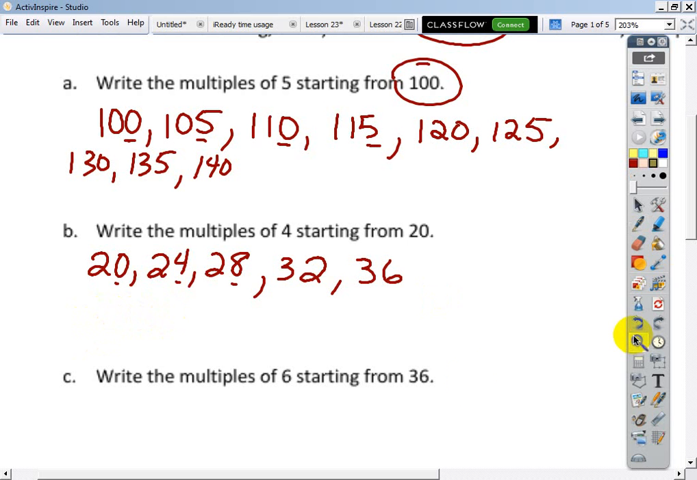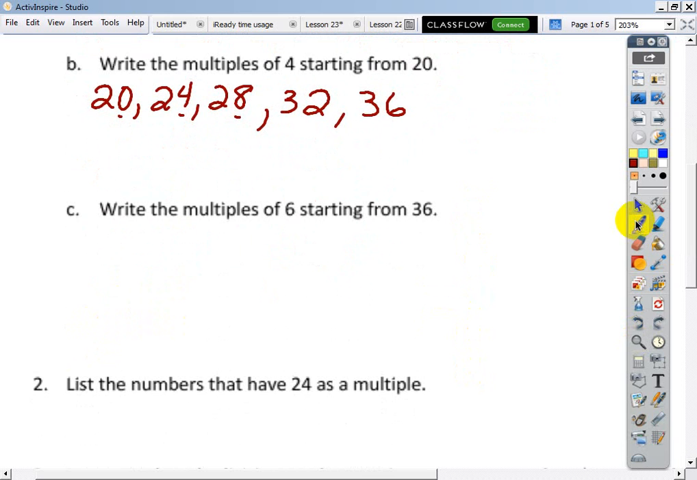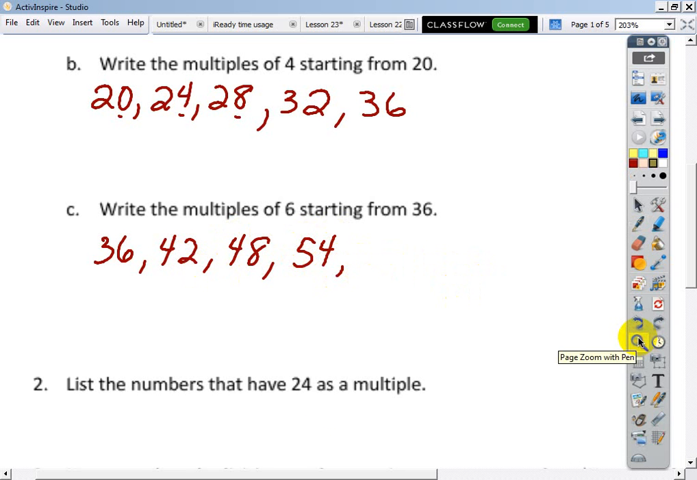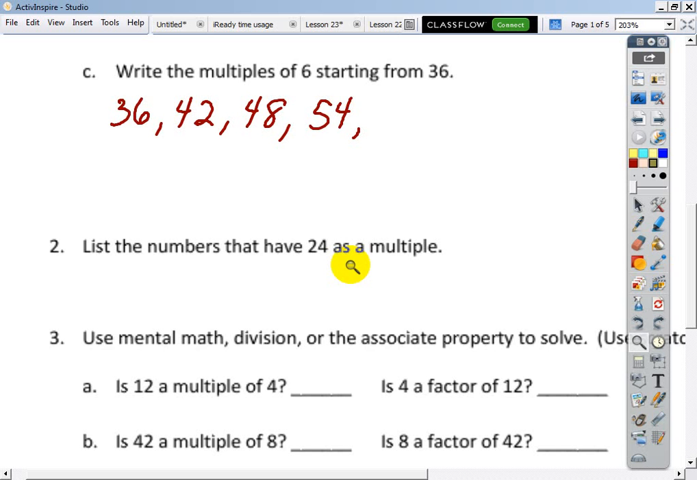Down here, writing the multiples of 6, starting at 36. Okay, so 36 plus 6 is 42, plus another 6 is 48, plus another 6 would be 54. Okay, see if you can fill some more in there. And down here at number 2, after you're done with that, raise your hand, I'll walk around, check some of your answers. List the numbers that have 24 as a multiple.